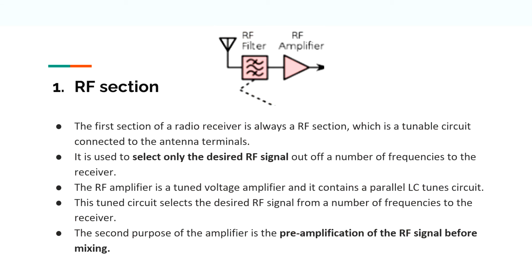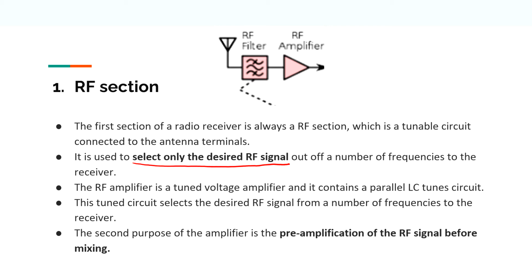Okay, for the first section is the RF section. The first section of a radio receiver is always an RF section, which is the tunable circuit connected to the antenna terminals. It is used to select only the desired RF signal out of a number of frequencies to the receiver. So the RF amplifier is a tuned voltage amplifier and contains an LC tuned circuit.